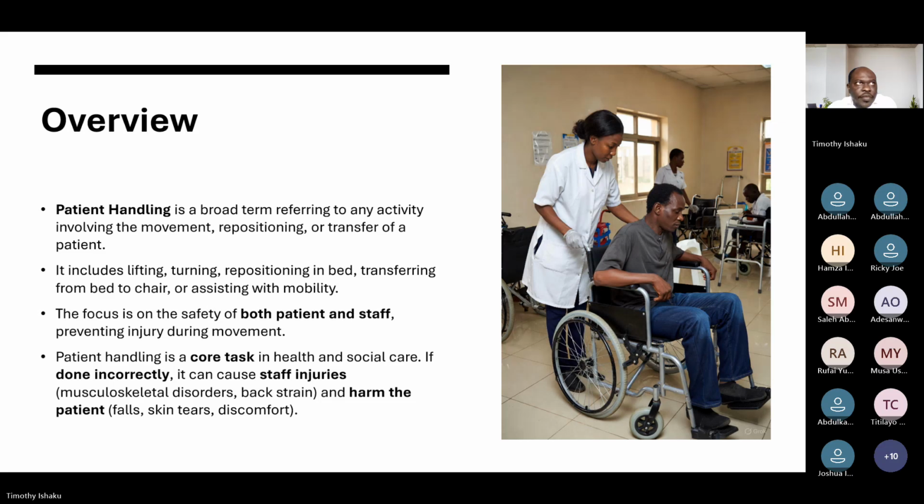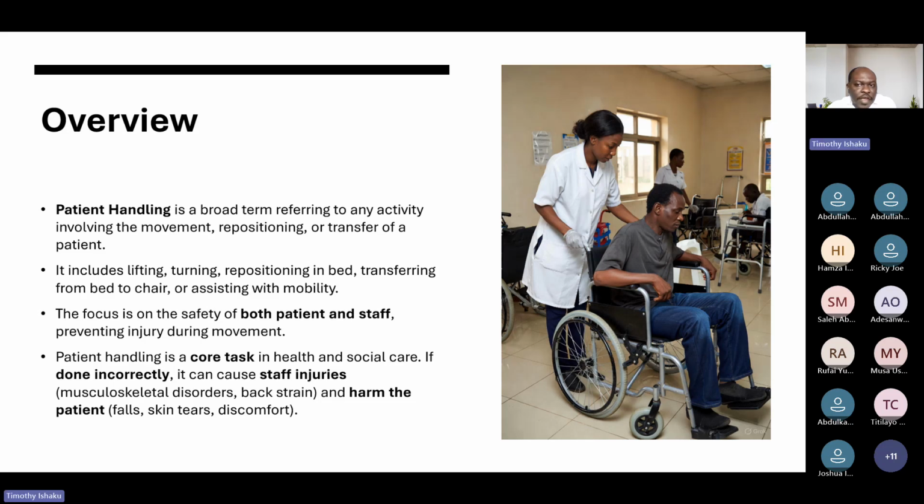Patient handling in itself is a broad term, and it refers to any activity involving the movement, repositioning, or transfer of the patient. So think of everything you are doing with your patient. That is patient handling. And the focus when you're handling the patient is on the safety of both the patient as well as your own safety during those particular movements.